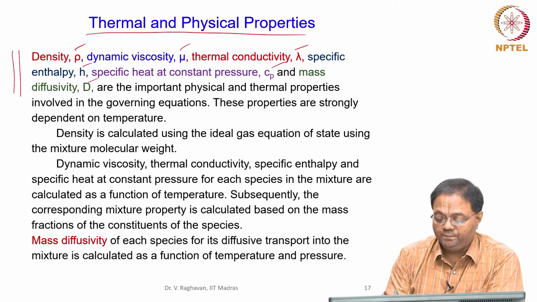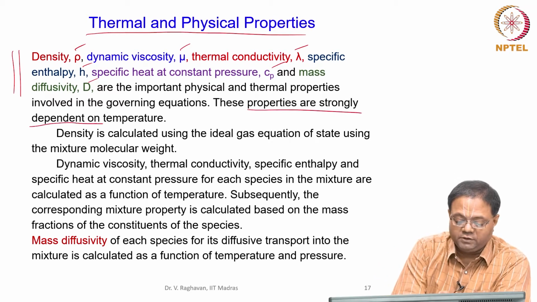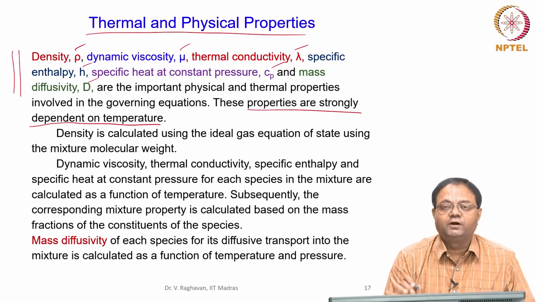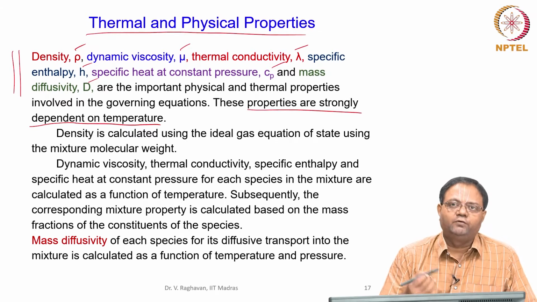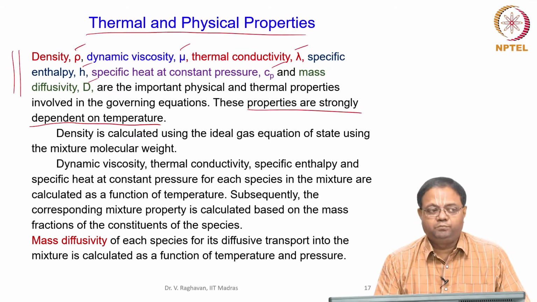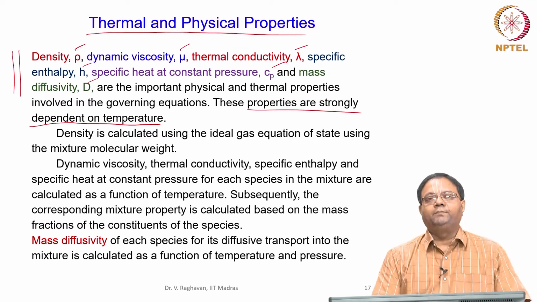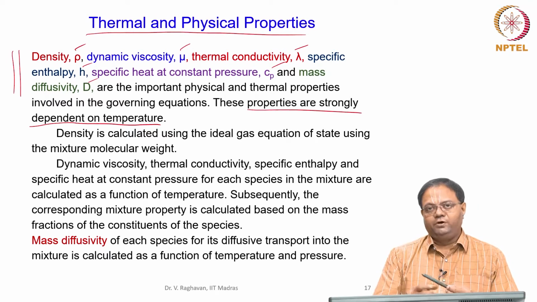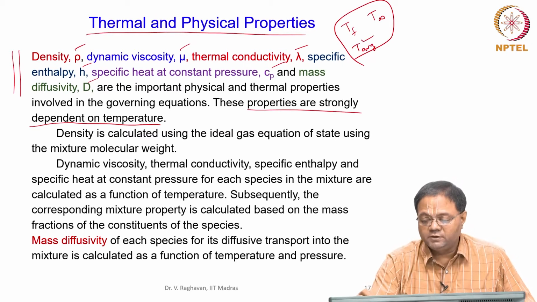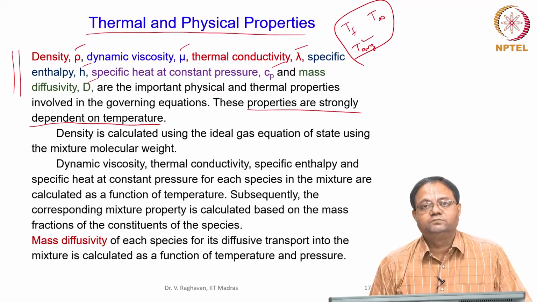Okay. Please understand that these properties depend on temperature very strongly, because of the significant temperature gradient which we see in reactive flows. We have to calculate the properties as a function of temperature. That will give accurate results, but there are several approaches where we need not do that. We can calculate the property at an average temperature. For example, if the flame temperature is T_f and the ambient temperature is T infinity, you can take some average temperature in between and calculate the properties at this average temperature, that is also fine.